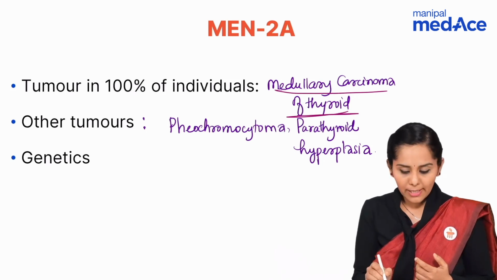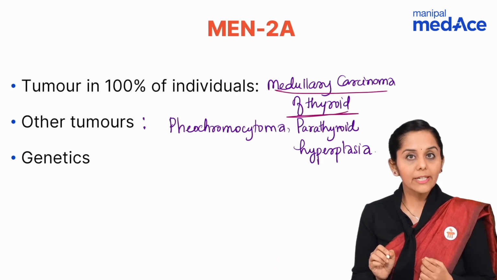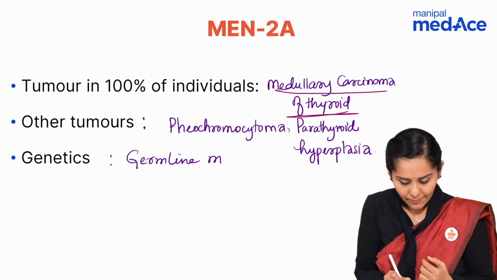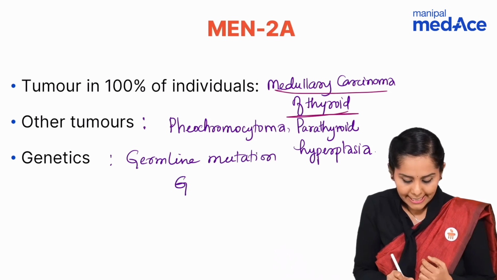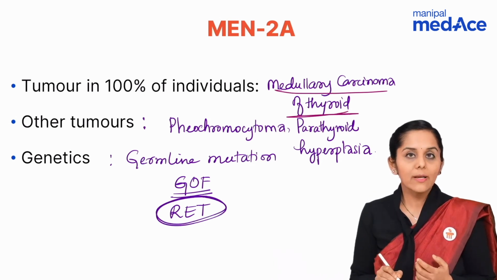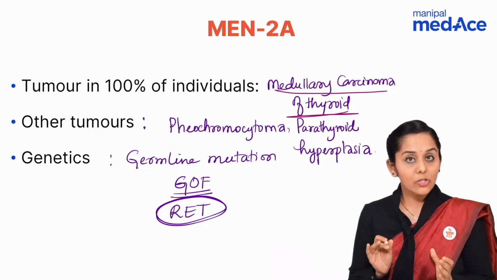So what do you remember in genetics? Very, very important. Gain of function mutation involving the RET proto-oncogene. The germline mutation, remember it as gain of function mutation involving the RET, is very, very important. It is associated with MEN2A. Whereas loss of function is associated with, what is that condition called? Hirschsprung disease and intestinal aganglionosis. Very, very important, right? Loss of function. Whereas gain of function, germline, it is related to MEN2A.